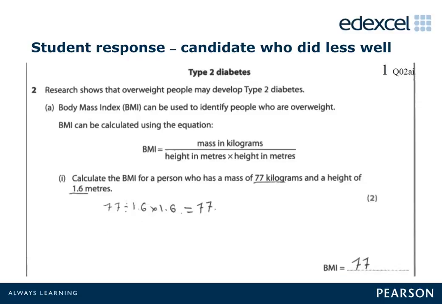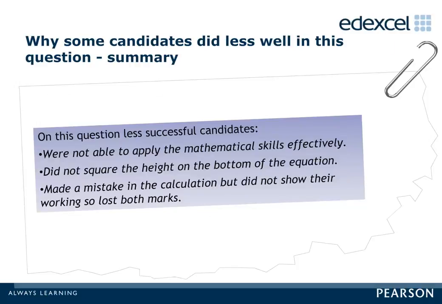In this response, the candidate was unable to correctly complete the calculation. The candidate showed the correct working, but the answer was incorrect, so 1 mark could be awarded. Candidates who did less well were not able to apply the mathematical skills effectively, did not square the height on the bottom of the equation, made a mistake in the calculation but did not show their working, so lost both marks.